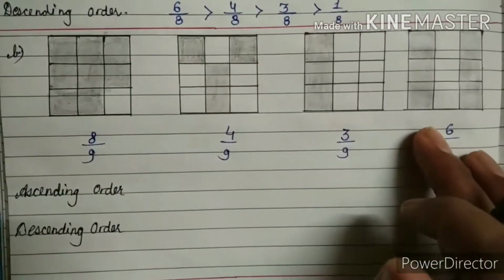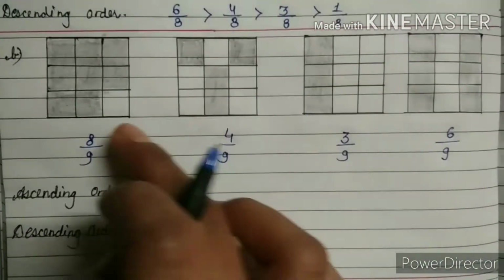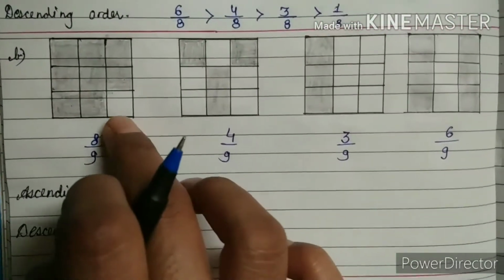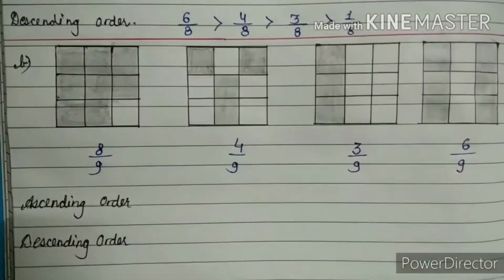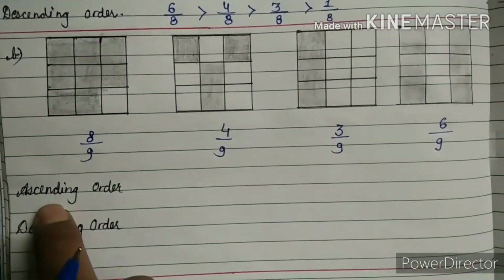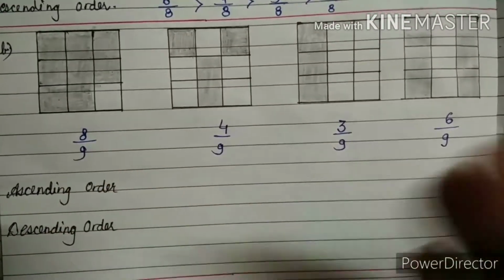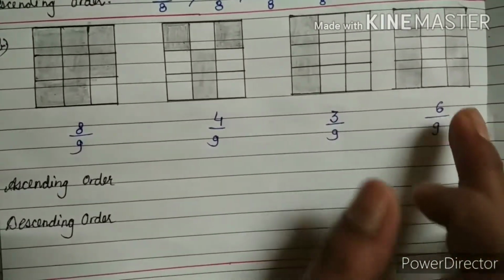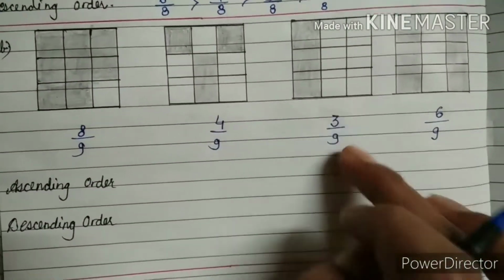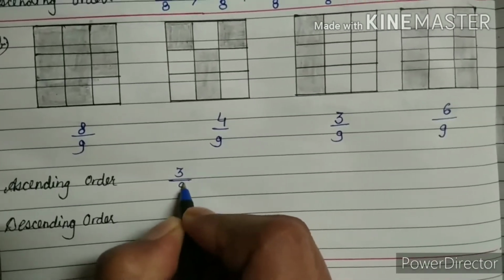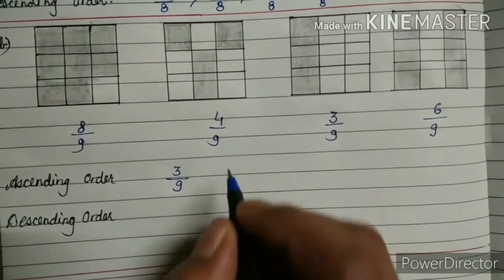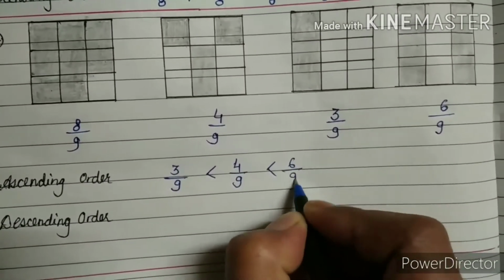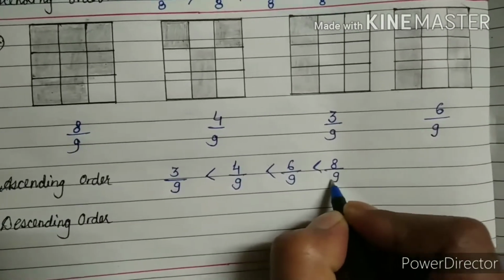So we will simply see the numerator. The greater numerator has the greater fraction. It means 8 by 9 is the greatest fraction among all of them. So in ascending order, 8 by 9 will come at the last. Who is the smaller? 4 by 9, 3 by 9, 6 by 9. Out of these, 3 by 9 is the smallest, so it will come first. After 3 by 9, 4 by 9, then 6 by 9, then 8 by 9.